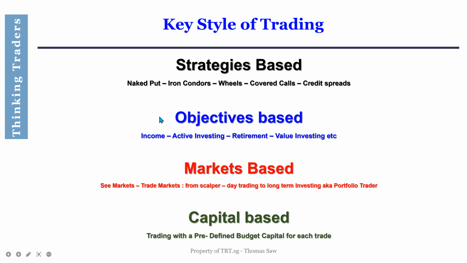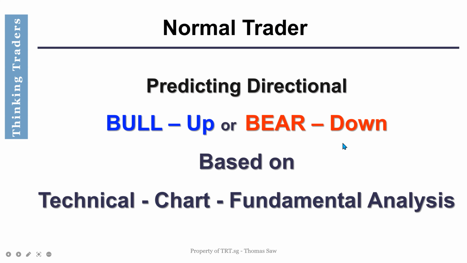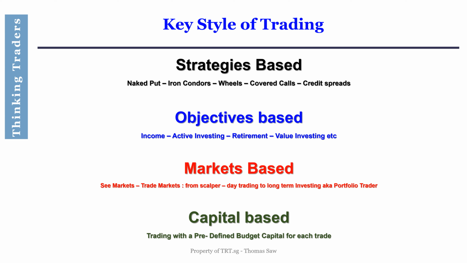Objective based: I want to trade based on my retirement in 5 years, 10 years, or my children's education, a Harvard education fund 14 years down the road, or value investing or whatever. Market based: trade the market, which is portfolio trading, with any methods from intraday 5-minute scalper to long term bottom fishing or value investing. Lastly, capital based trading means that every trade I go in must be based on $500, $1,000 or $50,000.